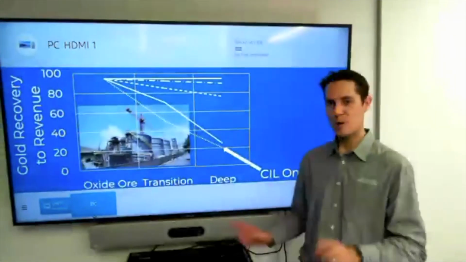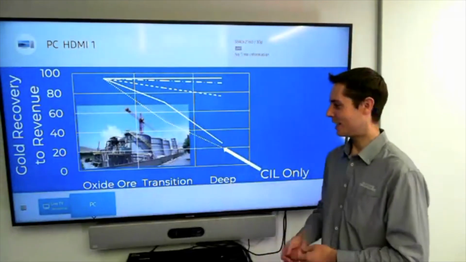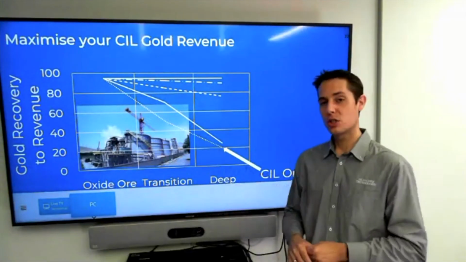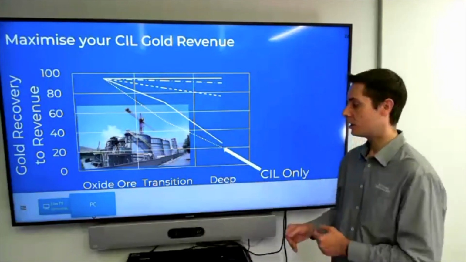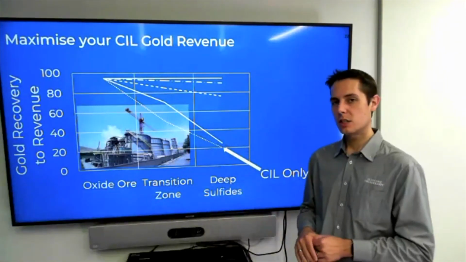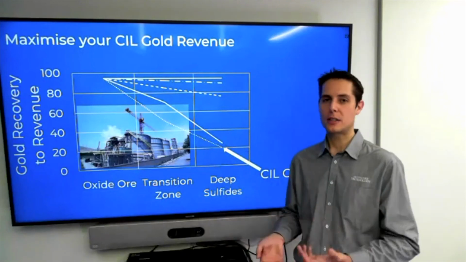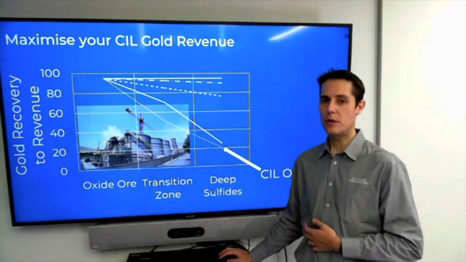But if you then, oh, there we go, we're back, people. Lovely. So as you pass down through the transition zone or go into your deeper sulfides, that's when we're going to start seeing an issue with being able to recover this gold. How can we maximize this recovery to revenue?